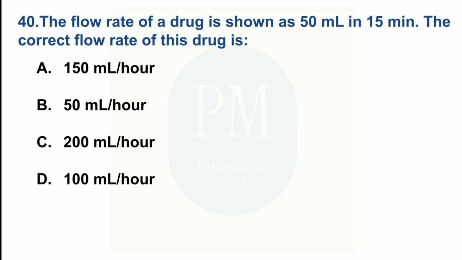The flow rate of a drug is shown as 50 ml in 15 minutes. The correct flow rate of this drug is option A, 150 ml per hour, option B, 50 ml per hour, option C, 200 ml per hour, option D, 100 ml per hour. The correct option is option C, 200 ml per hour.